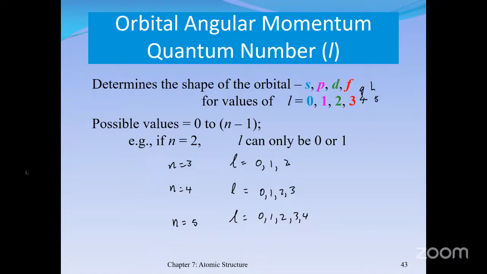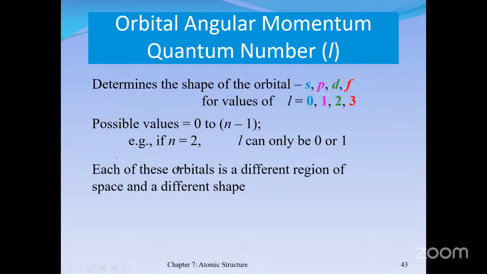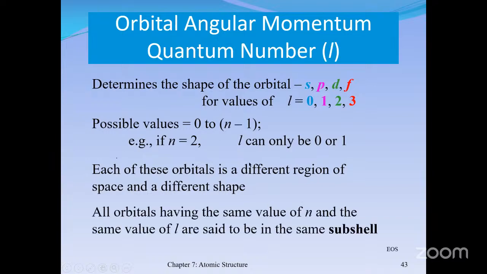Okay, now let's see what's below here. As stated earlier, each of these orbitals is a different region of space and different shape. All orbitals having the same value of n and L are said to be in the same subshell. So all orbitals that are in the same shell would have the same n value, but all orbitals that have the same values of n and L are said to be in the same subshell, all right? Okay, so that's the angular momentum quantum number, or simply the L value.